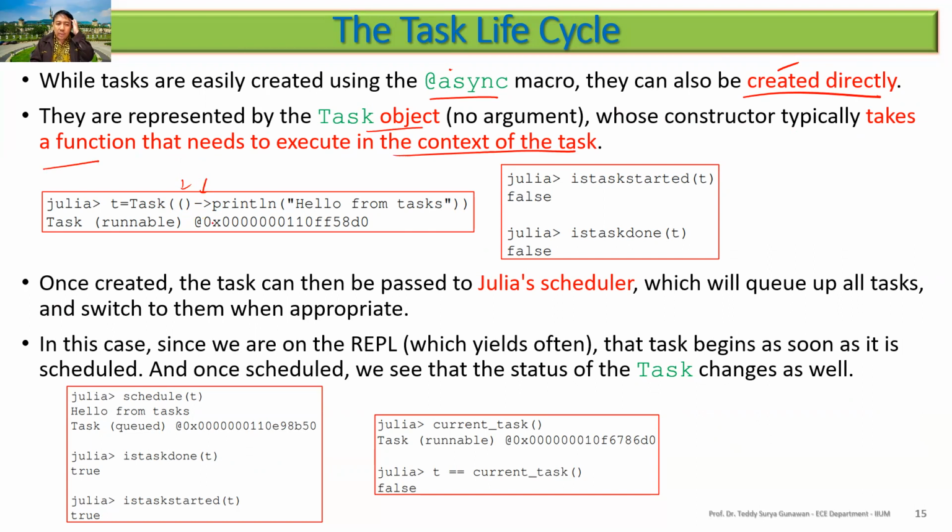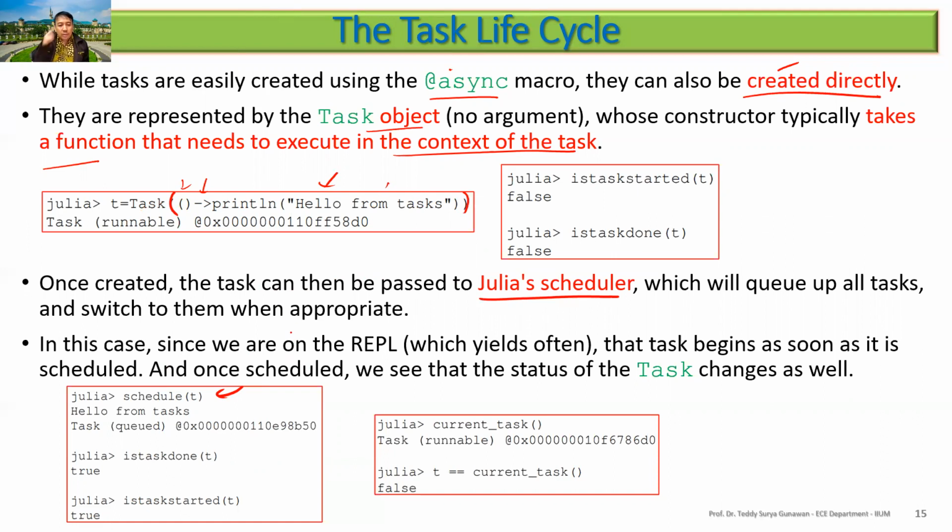Okay, so for example here, t equal to task, so this is the task, and this is the one that you want. Task runnable at here. I'll show you what it means. Once created, the task can then be passed to the Julia scheduler. Okay, this is passing to the Julia scheduler, so it will run here and switch to the task when appropriate.